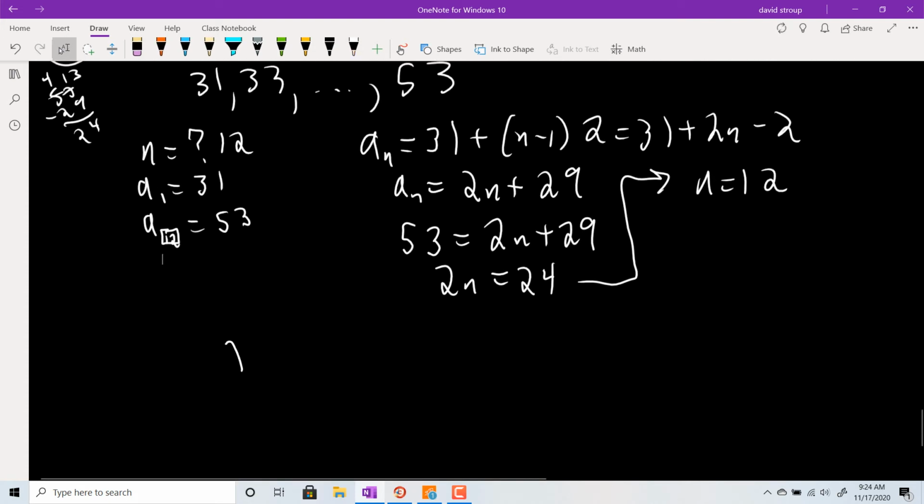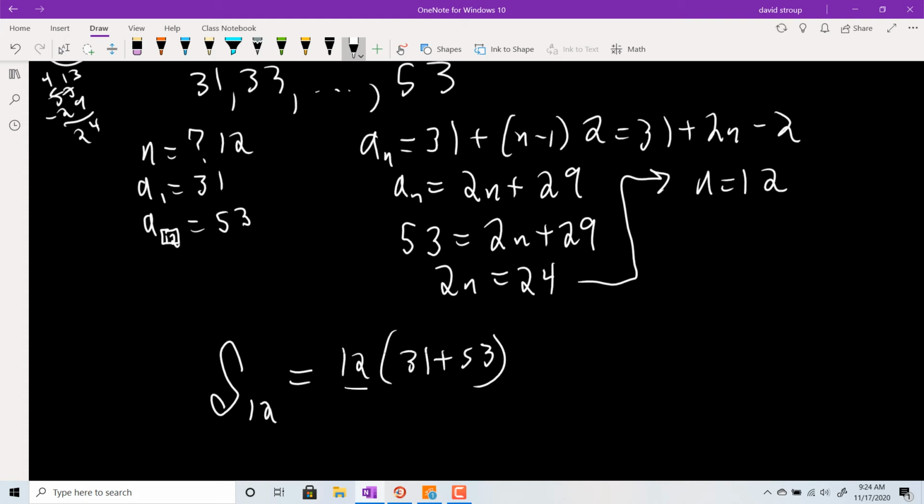Okay, so then my sum of those first 12 terms in that arithmetic sequence will be 12 times 31 plus 53 all over 2. And you put that in your calculator, you get 504.